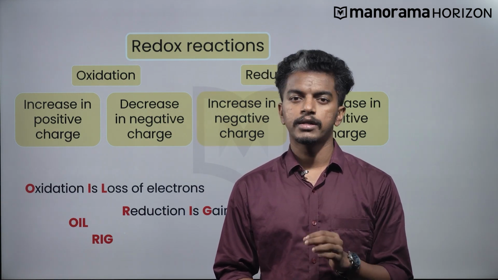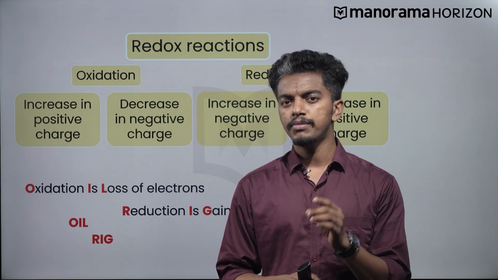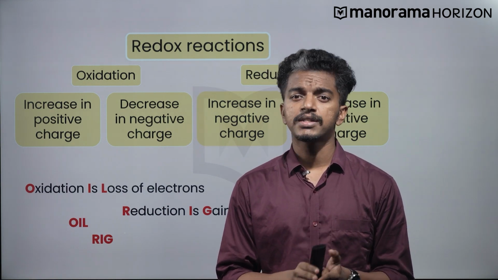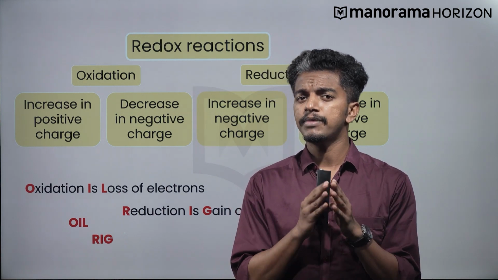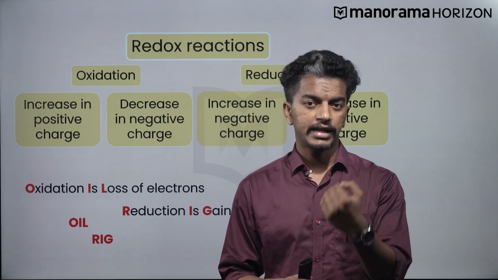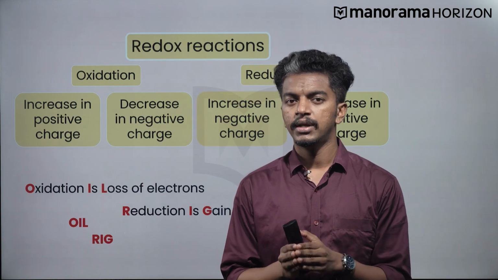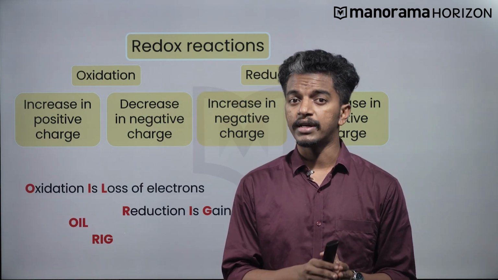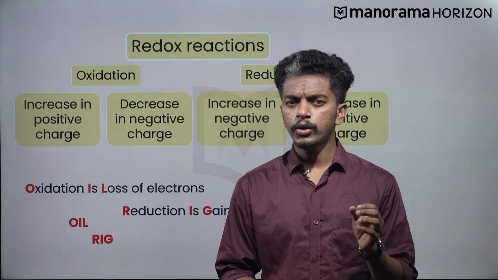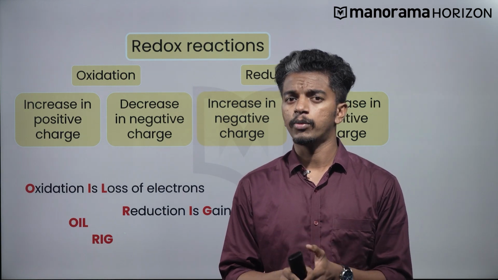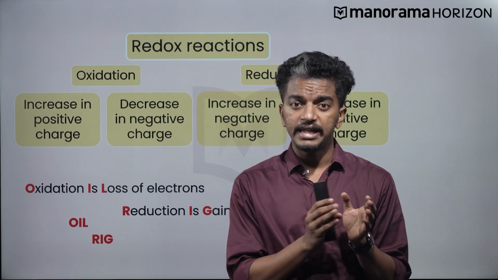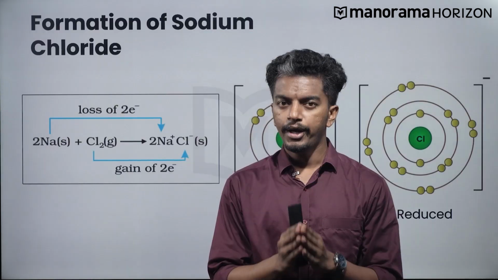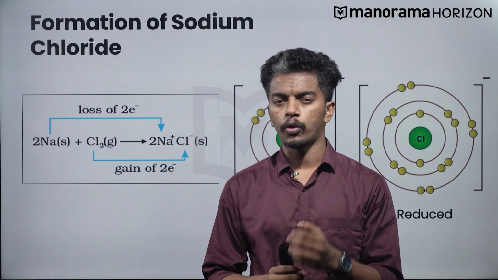In the electronic concept of redox reactions, oxidation means a loss of electrons and reduction means a gain of electrons. During oxidation, there is an increase in positive charge or a decrease in negative charge, while during reduction, there is an increase in negative charge or a decrease in positive charge. You can use the code word OIL RIG to remember that oxidation is loss of electrons and reduction is gain of electrons. Now, let us take the example of sodium chloride.